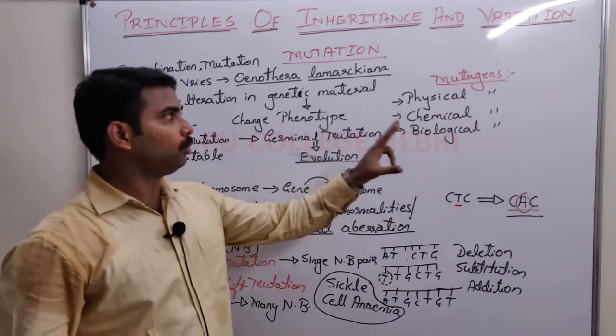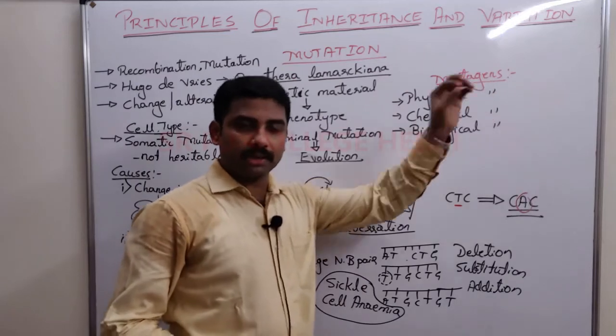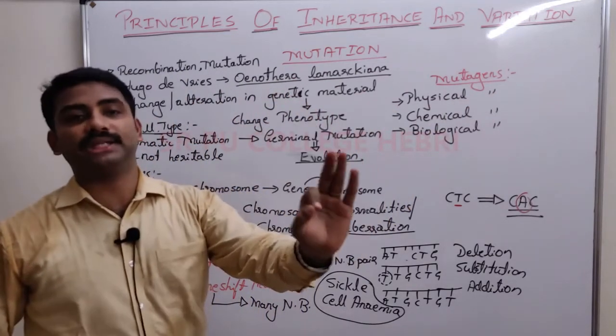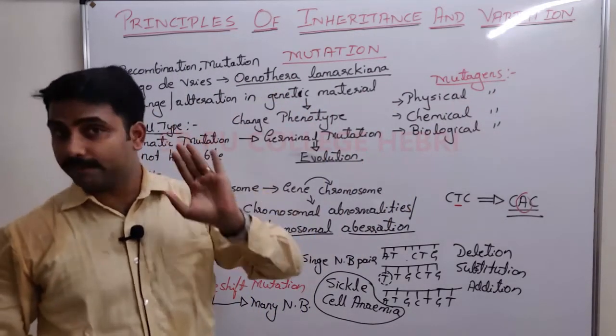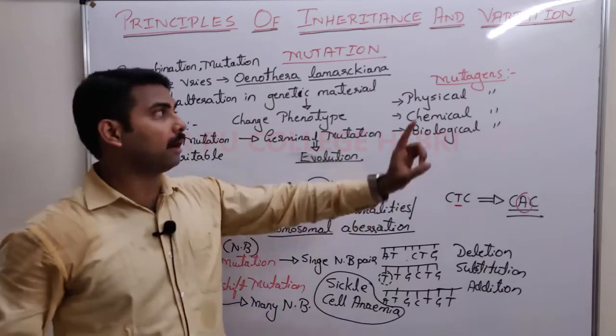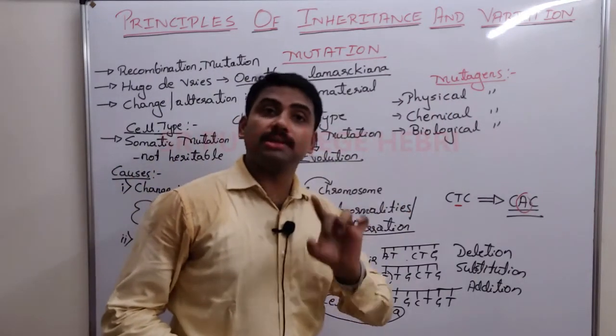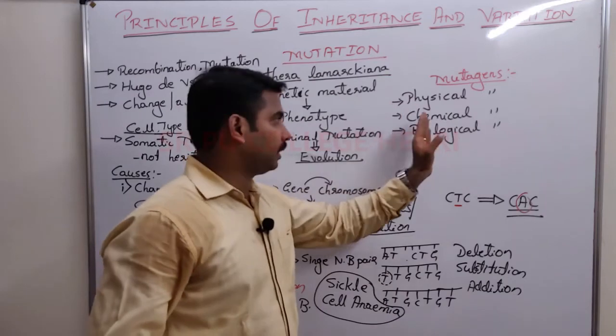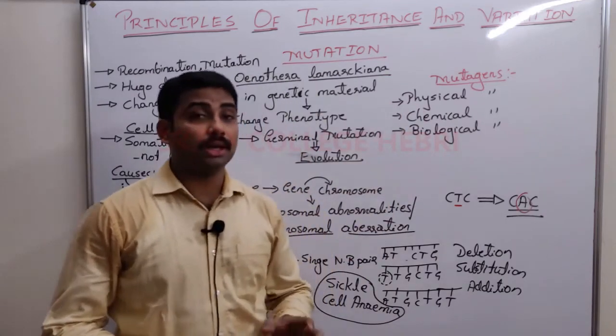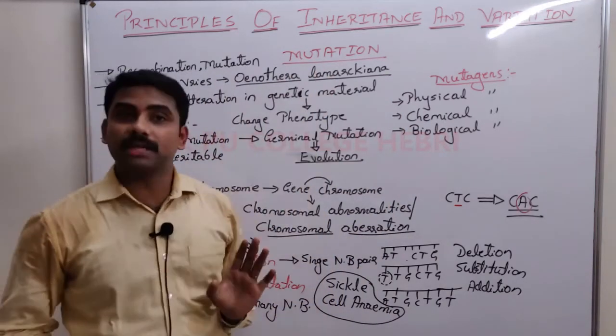Is that clear? 2-mark question. What are mutagens? Physical, chemical agents responsible for causing mutation, write the complete sentence, are called mutagens. Mutagens may be either physical, chemical or biological. So why do we discuss this concept of mutation?